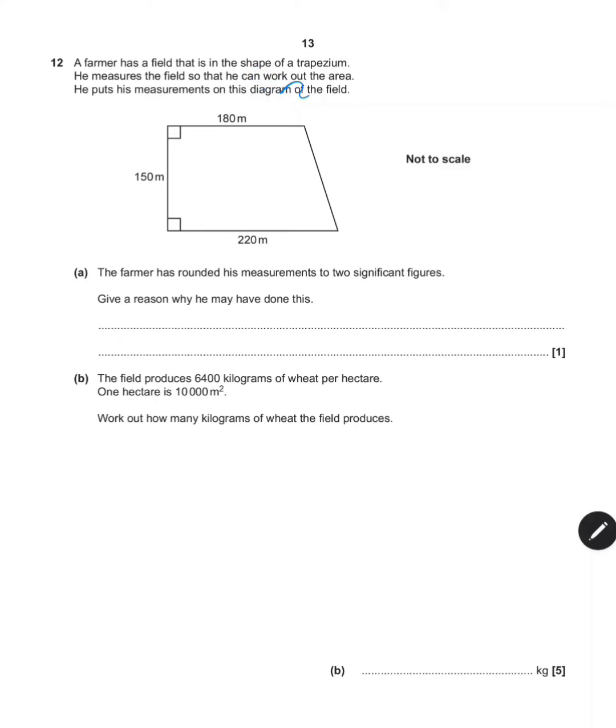So question 12, and we've got a farmer with a field that is a trapezium, and he's also measuring because he wants to find out the area. First part says the farmer has rounded his measurements to two significant figures. Give a reason why he might have done this. And the reason would be just to make finding area easier.